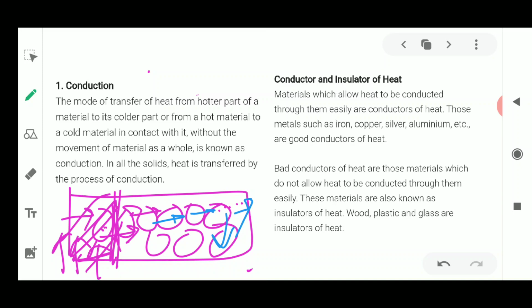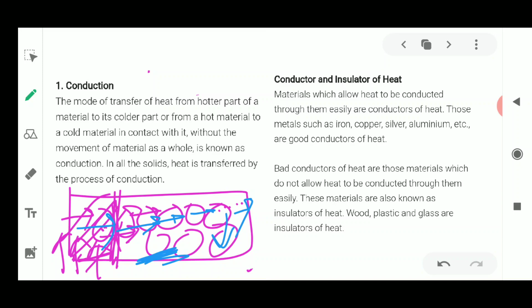As soon as one end of the rod becomes hot, it is going to transfer the heat from its molecules. The molecules are not going to move from their place. Why? Because in solids there is no room for the molecules to move. So this is how conduction takes place, where heat is transferred from the hotter part of the material to its colder part. So the hot material becomes cold.